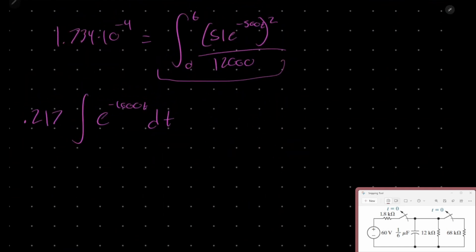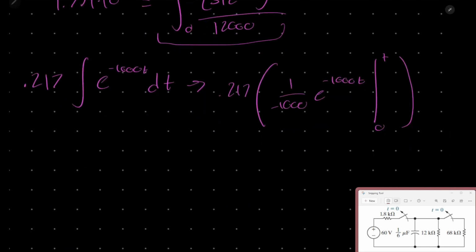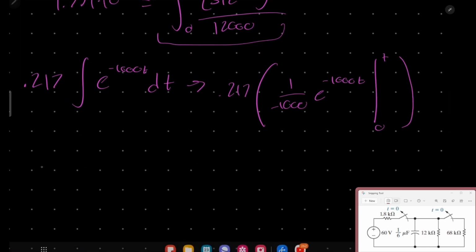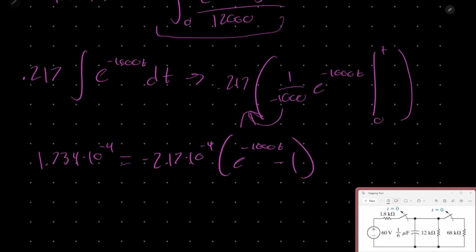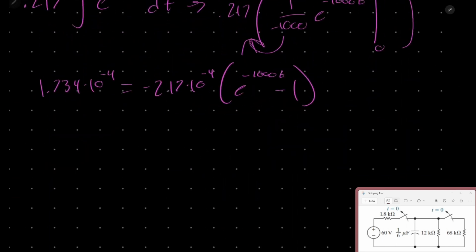And then that will equal 0.217 times the integral, oh wait, not that, this one over negative 1,000 e to the negative 1,000t from 0 to t. Now we'll simplify all this, and we'll get 1.734 times 10 to the negative 4 is equal to negative 2.167 times 10 to the negative 4. All I did here is I pulled out this 1 over negative 1,000, so I took 0.217 divided by negative 1,000 to get this answer right here. And then we just do e to the negative 1,000t minus 1, because e to the 0 power is 1.